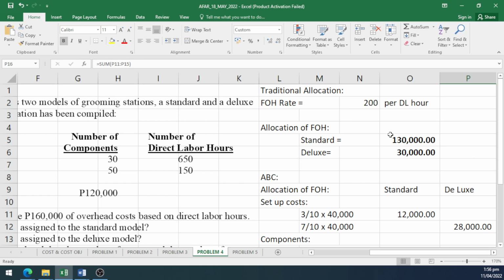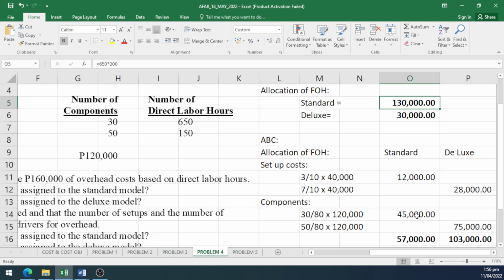Pansinin nyo kanina po, sa traditional, ang overhead allocated kay standard, 130. Sobra-sobra. Deluxe naman, 30. Kulang. Distorted yung cost. Ang tawag dyan, cross-subsidy. Product cost cross-subsidization. What does it mean by that? Distortion ng cost yun eh. Miscosting of one product resulting from miscosting of another product.